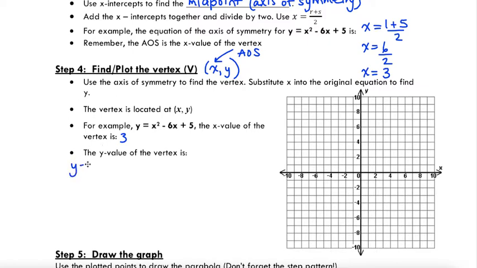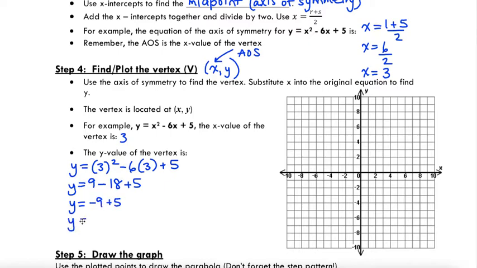So our y is going to be 3 squared minus 6 times 3 plus 5. 3 squared is 9, minus 6 times 3 is minus 18, plus 5. Y equals 9, take away 18 is negative 9, and negative 9 plus 5 is negative 4. So now we have a vertex at the coordinate 3, negative 4.